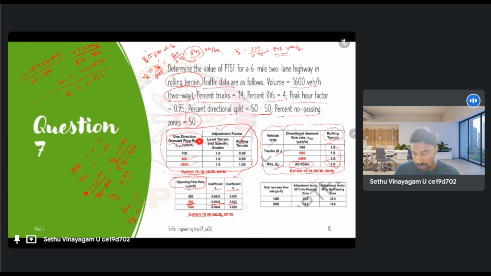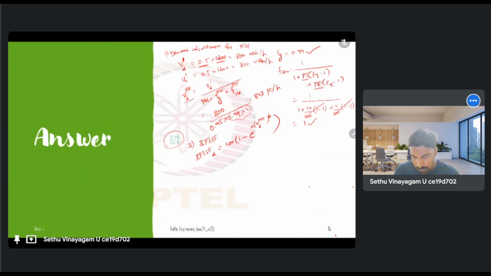We can substitute that in our PTSF equation. So this will be 100 into 1 minus e to the power minus 0.0046 into the adjusted demand 842, raised to the power of 0.832. This gives you the base value as 71.3.